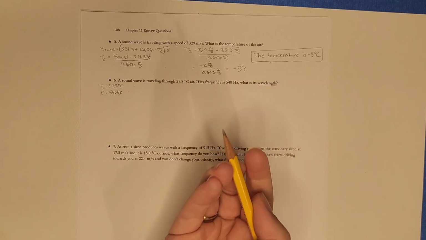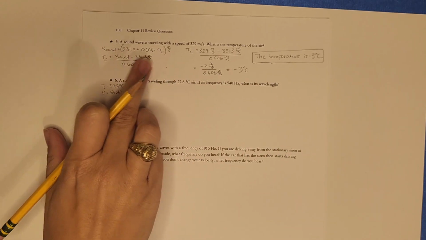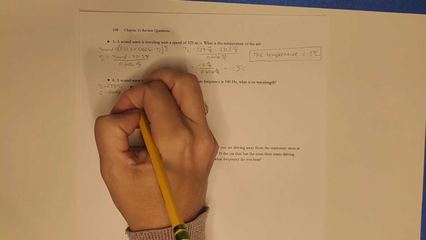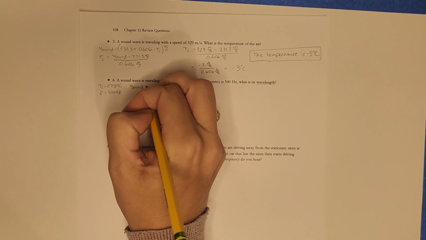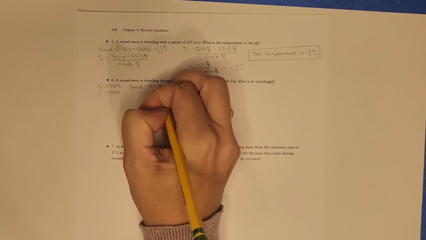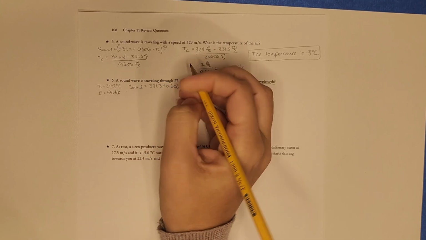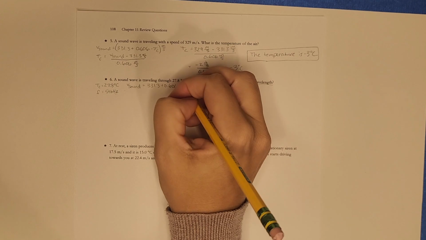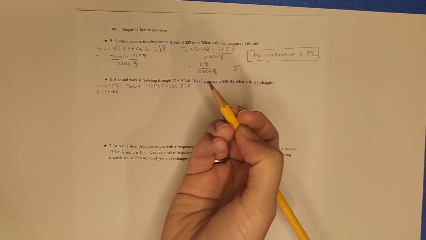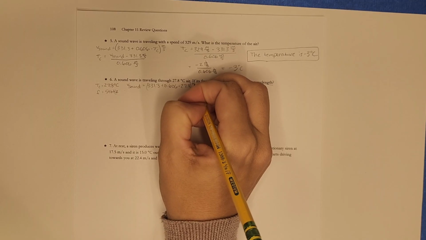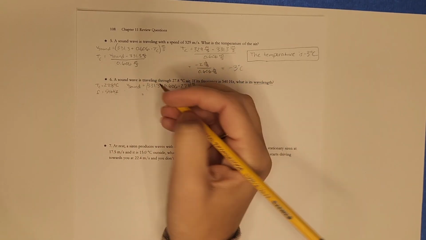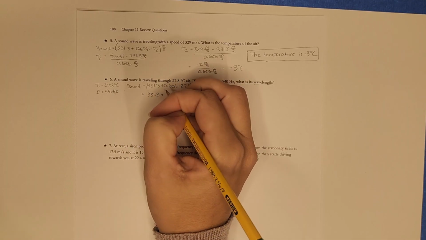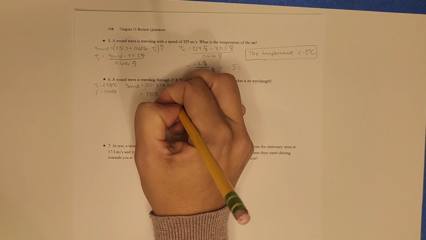Okay, so I'm just going to go ahead and plug in the numbers into this velocity of sound equation that I've already written up in question 5. And so V sound equals 331.3 plus 0.606 times our temperature, 27.8. And all of this is going to end up in meters per second. So we get 331.3 plus 16.8.